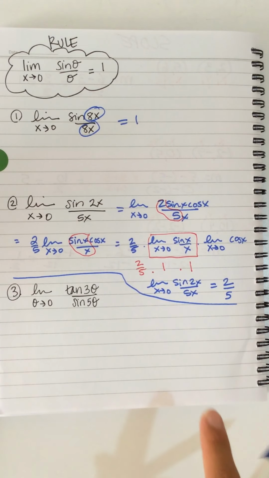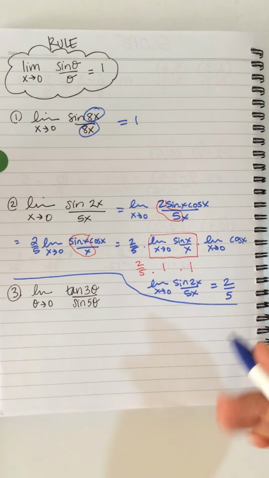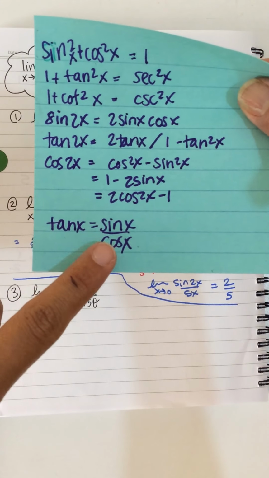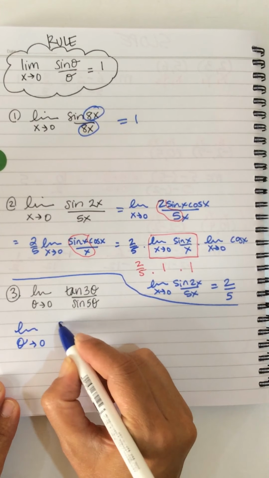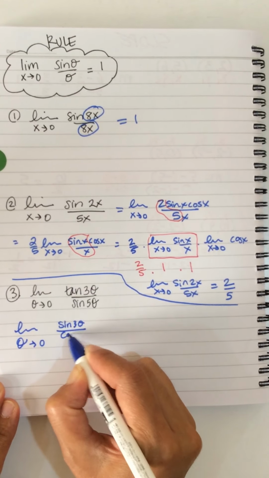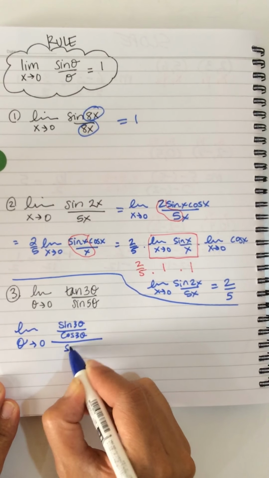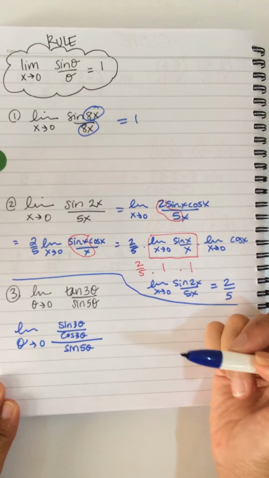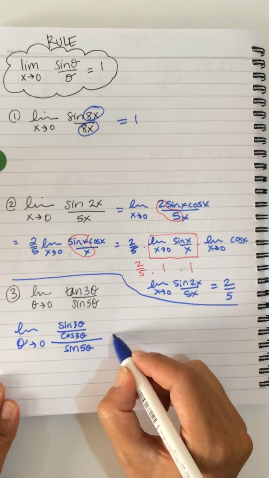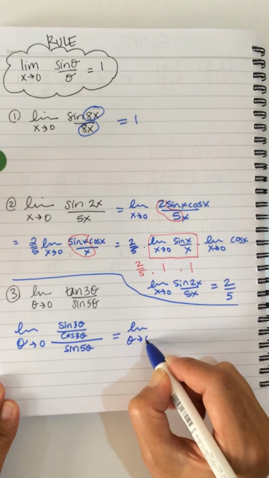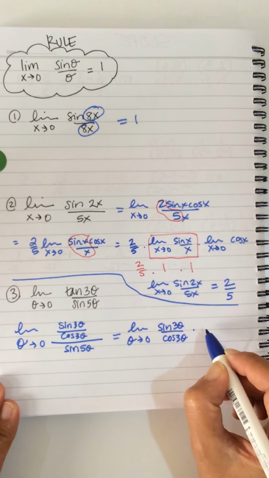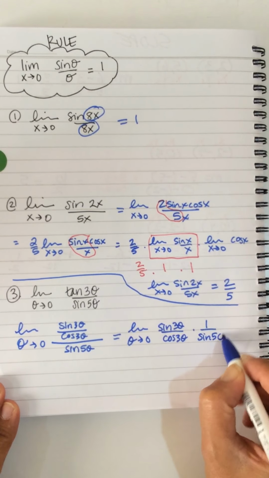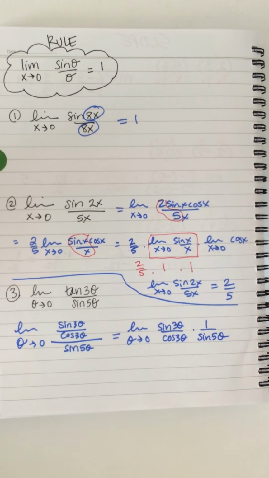All right, what about this one? The limit as theta goes to 0 of tan 3 theta over sine 5 theta. I see this tan 3 theta, and I know I'm going to replace it with this thing. So I'm going to rewrite it: the limit as theta approaches 0 of sine 3 theta over cosine 3 theta, whole thing over sine 5 theta. I'm just using my identity there for tan. Now I know I can flip this to multiply by the inverse, times 1 over sine 5 theta.